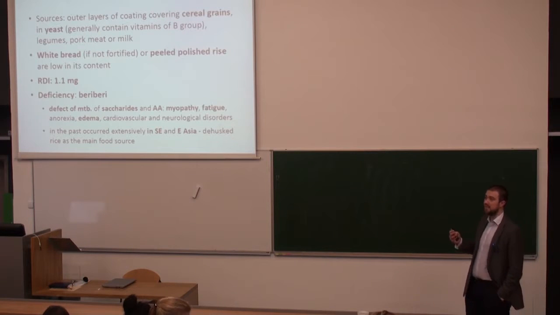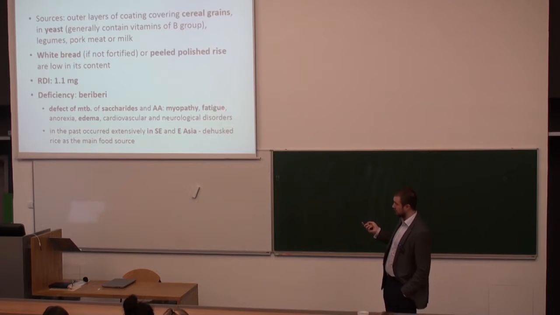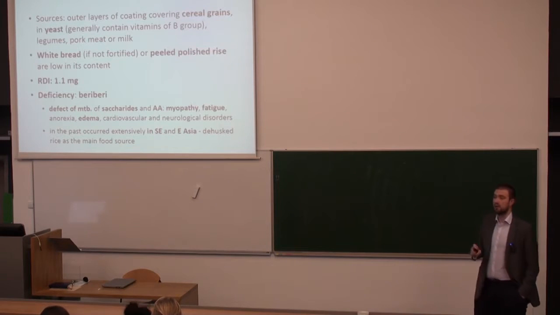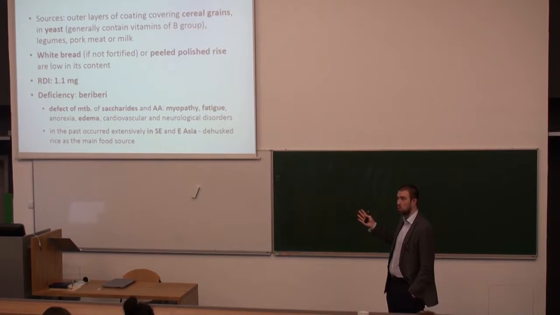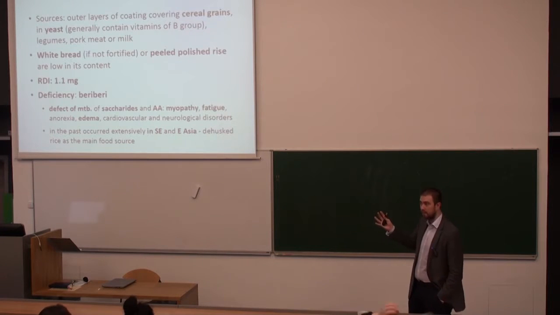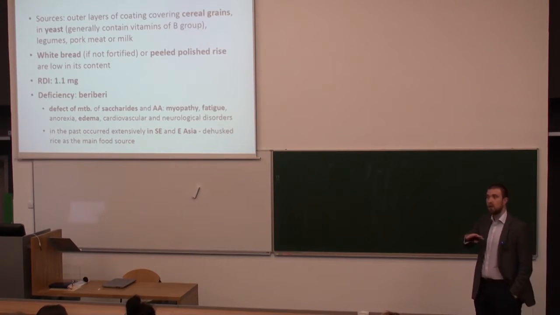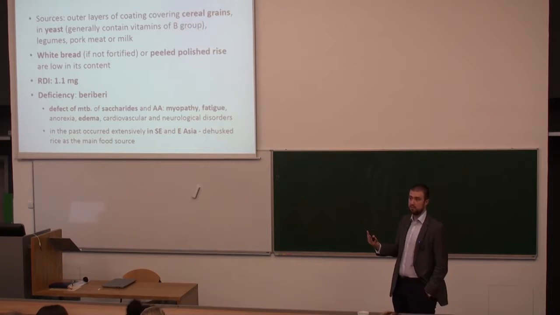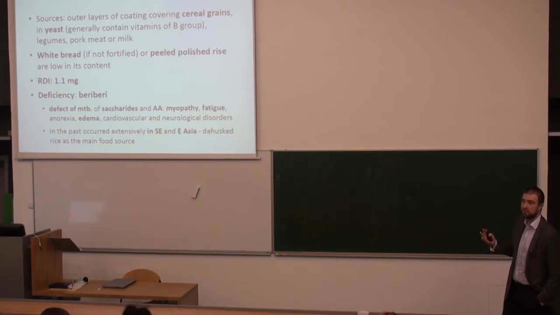The symptoms of this disease were problems of the skeletal muscle, that means myopathy, general fatigue, anorexia, edemas, and then cardiovascular and neurological disorders. This is the typical disease that you should know. As you will see, not all diseases are so strictly connected to a vitamin. During the exam, if you mention thiamine and beriberi, that's the typical example. If you remove it from the diet, you will develop it. That's not true for all vitamins. Sometimes it's very difficult to develop the deficiency. Here it is not so difficult.